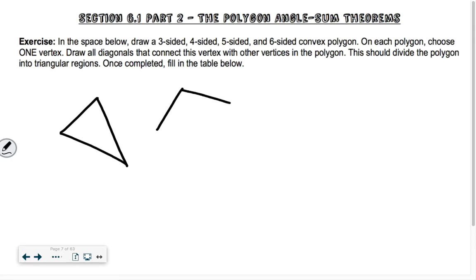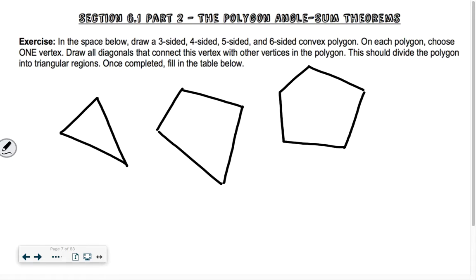A 4-sided shape is a quadrilateral. A 5-sided, a pentagon, and a 6-sided. Are you guys noticing that as you have more sides, you probably need more obtuse angles? Did you guys notice that? Okay, so here are my shapes. They definitely don't have to be perfect. You could measure your angles if they were perfect, but we're not going to do that.